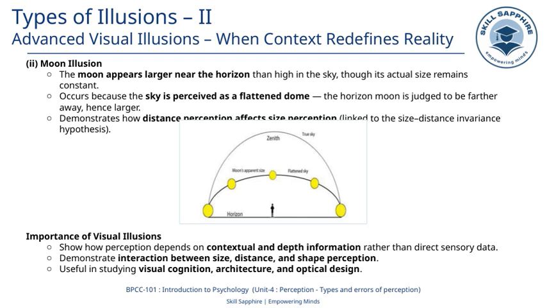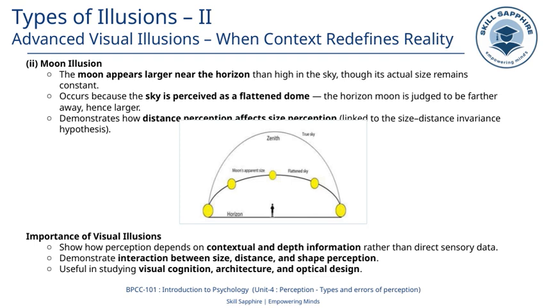This is a fascinating example of how perception can be misleading. The reason for this illusion is that we perceive the sky as a kind of flattened dome, and because of this, when the moon is near the horizon, our brains interpret it as being farther away, which makes it appear larger. This ties into the idea of distance perception affecting size perception, something we call the distance invariance hypothesis. Essentially, our perception of size depends not just on the actual image on our retina, but also on how far we think the object is.